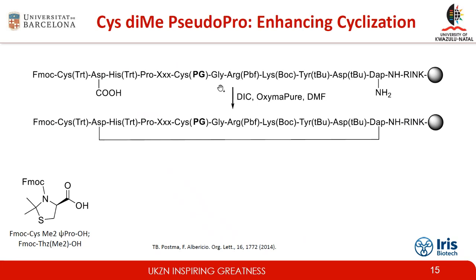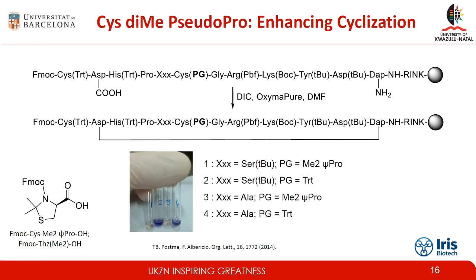One of the cysteines is protected with either trityl or the pseudoproline, and the second is protected with trityl, but the idea is to make the cyclization between the side chain carboxylic acid of the aspartic acid and the amine group of the diaminopropionic acid. We make the cyclization on the resin with DIC and Oxyma Pure, and here we have the results. We are doing it in 2 cases. Also, we play a little bit with the hindrance of this amino acid.